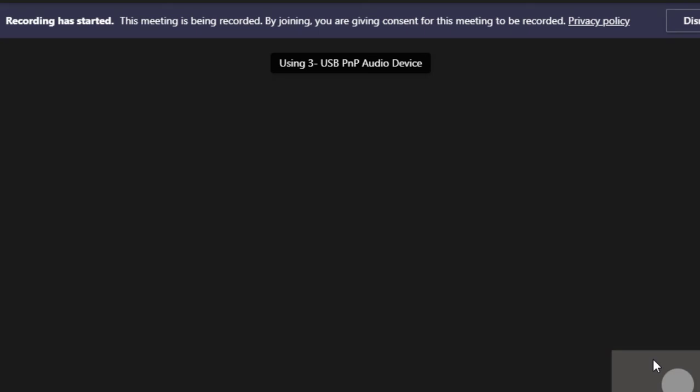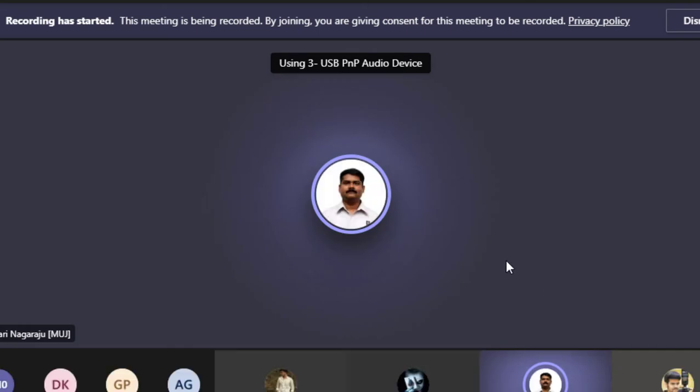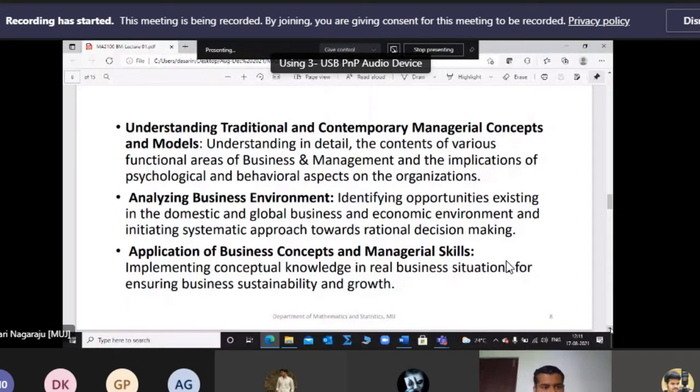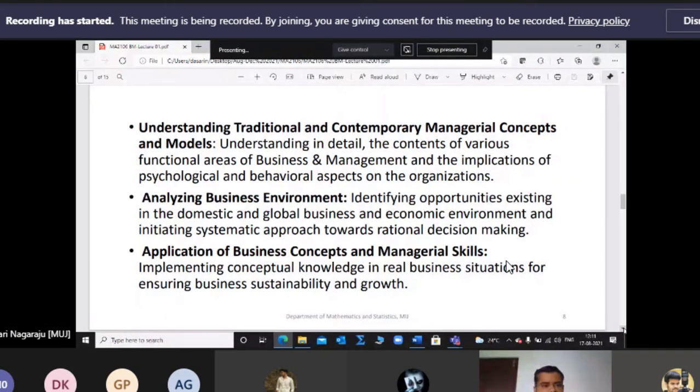Analyzing business environment, application of business concepts and managerial skills. All those things are the program specific outcomes for this course. Not only for this course, for all the courses, these are the program specific outcomes. So here we are going to link these program outcomes to our course.